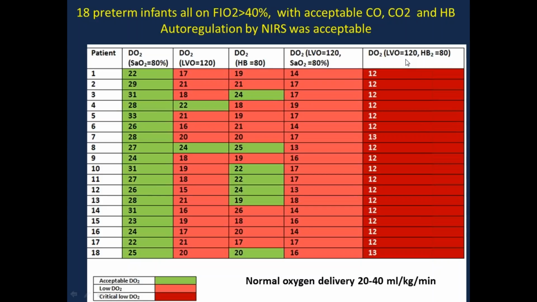So now we understand from this study that cardiac output plus hemoglobin were the most important in the equation of oxygen delivery, more than saturation. And both of them were not considered in all of the oxygen trials done before.